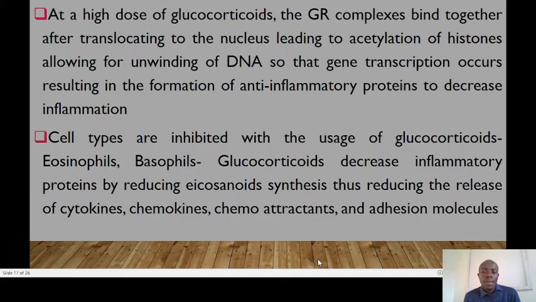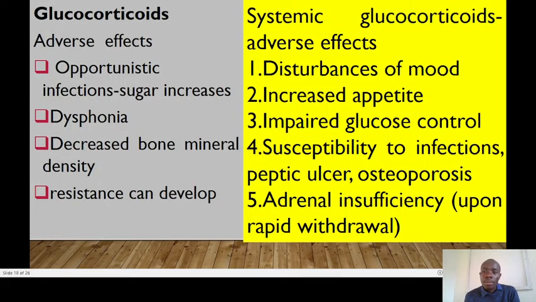We have the eosinophils and basophils. Glucocorticoids decrease inflammatory proteins by reducing eicosanoid synthesis, thus reducing the release of cytokines, chemokines, chemoattractants, and adhesion molecules.